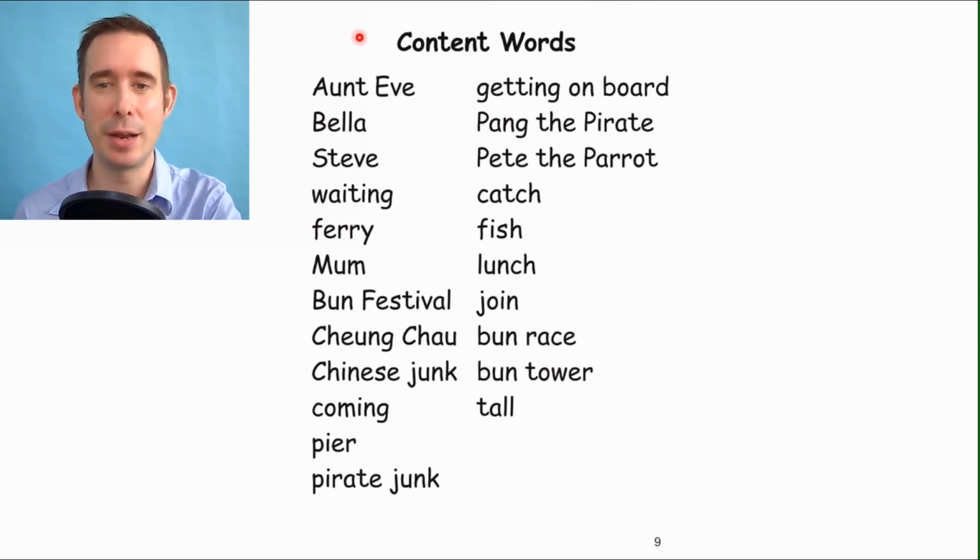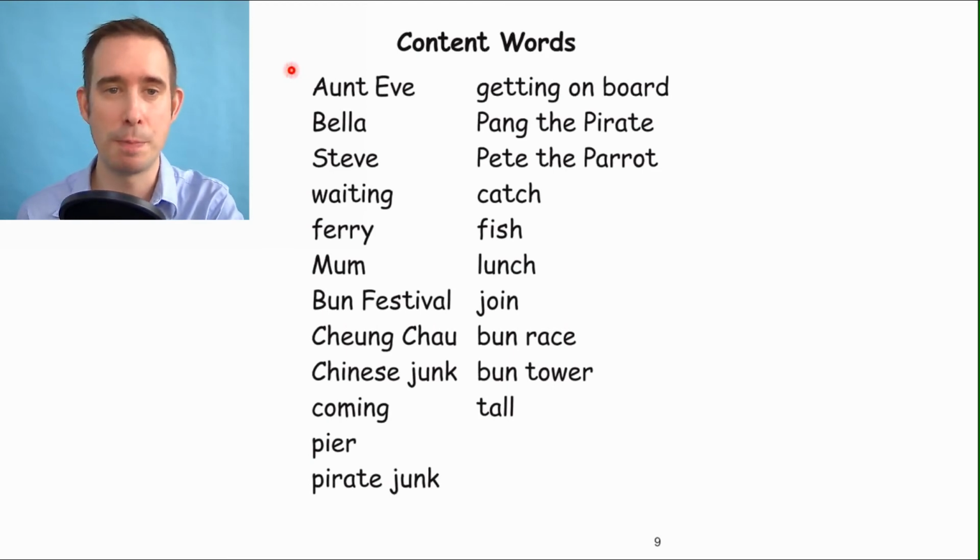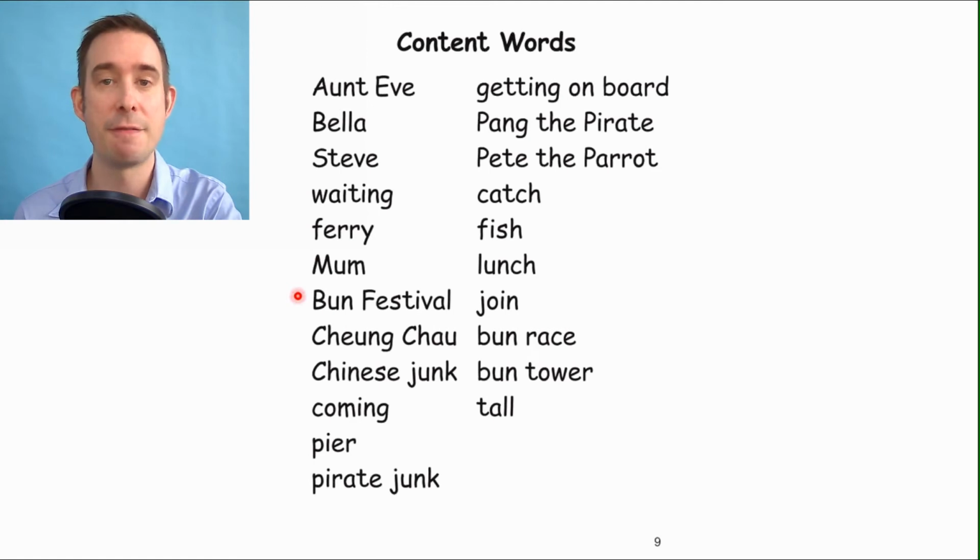Okay, here's the content words. That was great. There's a lot of them, so let's go through and read them all and then pause the video and practice. Make sure that you can read them all. Here we go. Aunt Eve, Bella, Steve, waiting, fairy, mum, bun festival, Chong Chow, Chinese junk, coming, pier, pirate junk, getting on board, Pang the pirate, Pete the parrot, catch, fish, lunch, join, bun race, bun tower, tall.